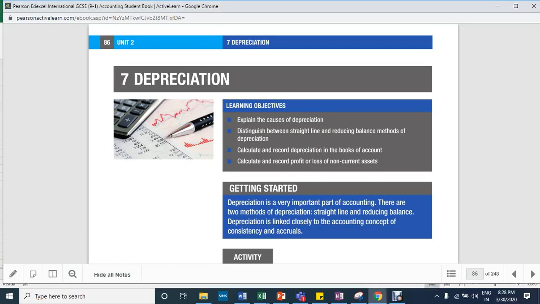Today's topic is about depreciation. Our lesson objectives are as follows: explain the causes of depreciation, distinguish between straight line and reducing balance method of depreciation, calculate and record in the books of accounts, calculate and record profit or loss of non-current assets.